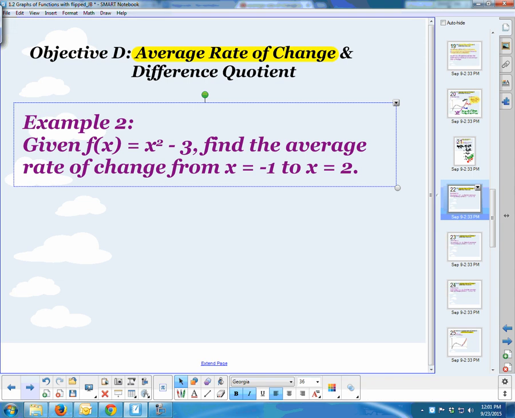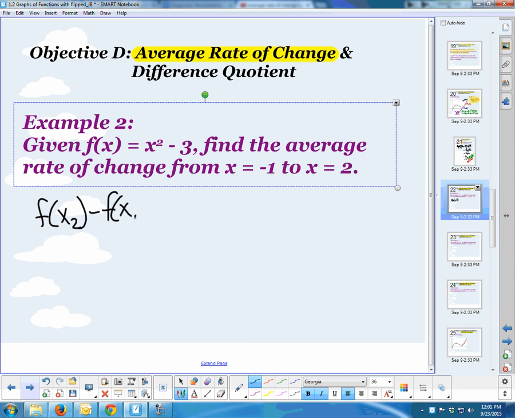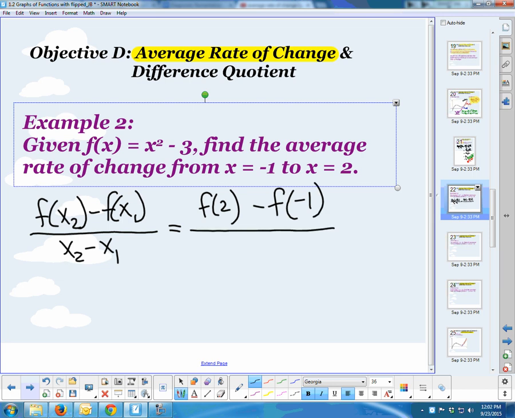Example 2. Given f of x equals x squared minus 3, find the average rate of change from x equals negative 1 to x equals 2. And I'm going to do it just like we did before. I'm going to write the formula to make sure I have it correct. If I have to go look at my notes, I'll go look at my notes. f of x sub 2 minus f of x sub 1 over x sub 2 minus x sub 1 equals, now here my second x is 2, so that's going to be f of 2 minus f of negative 1 over 2 minus negative 1.